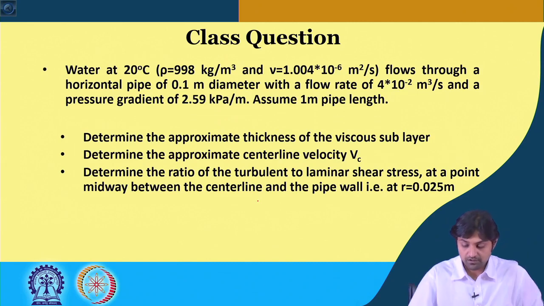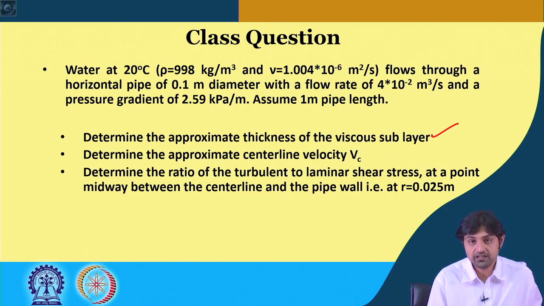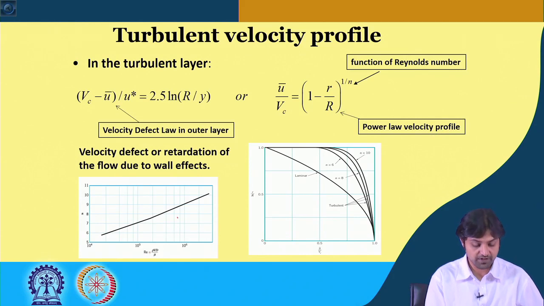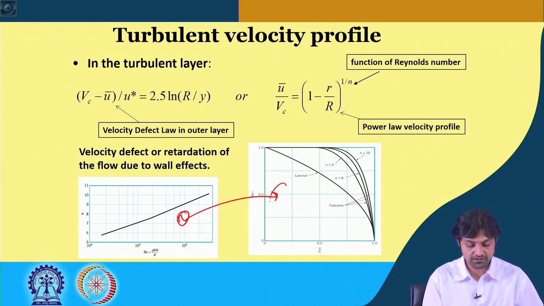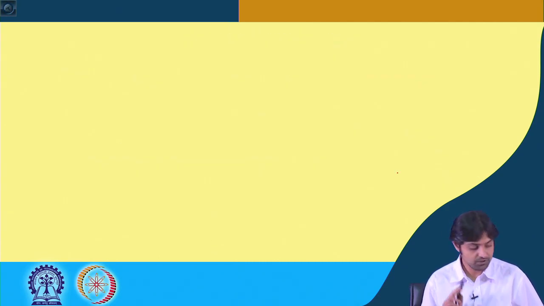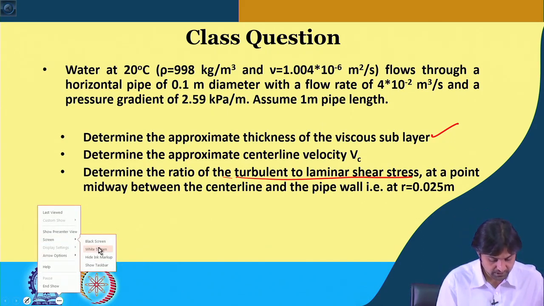See, if we find the thickness of viscous sublayer, we will also find the center line velocity, and for finding center line velocity we had these curves here. We can find n first and then using n we can find the center line velocity, and the best part is that we will be able to appreciate by finding out the ratio of the turbulent to laminar shear stress at some point. We will solve this question in this lecture and we will finish this particular lecture after the solution.